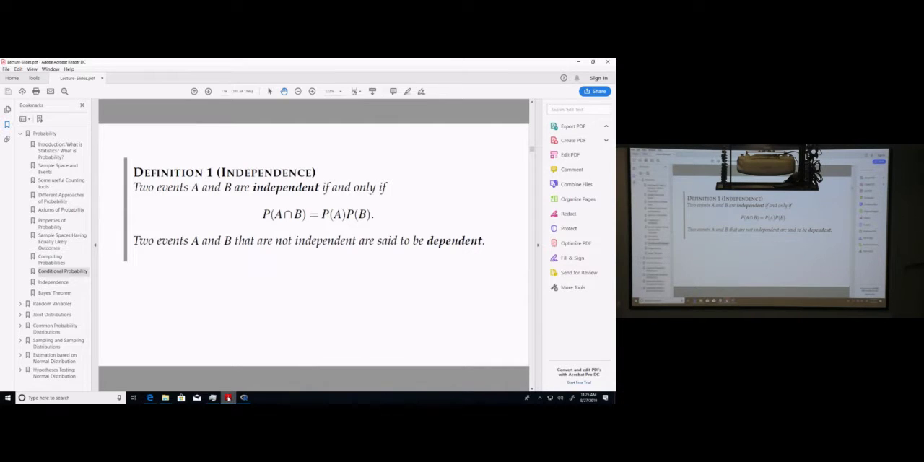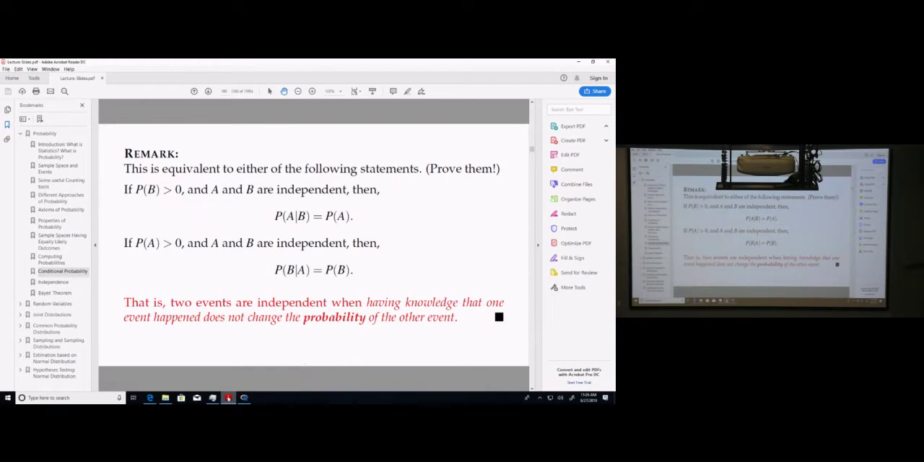Another thing is, if the probability of A is equal to 1, we can show that A will be independent of any B. In the extreme where the probability of A is 0, A will be independent of anything. And if the probability of A is 1, A will also be independent of any other event. Okay, so here it is. I think I've done the little proof there.